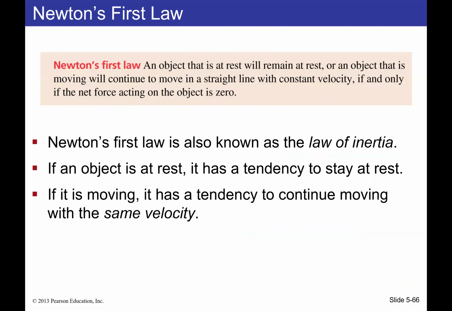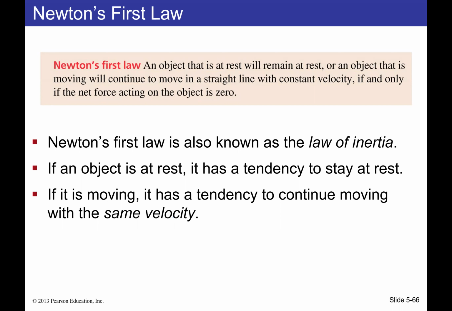All right. Now let's look at Newton's first law. We're going back a little bit, but sometimes it's easier to go to the second law and then come back to the first law, because the first law tells you what happens when all the forces acting on the object cancel each other. Newton's first law says that an object at rest will remain at rest, or an object that is moving will continue to move in a straight line with constant velocity, if and only if the net force acting on the object is 0. We know what happens when the net force is not 0.